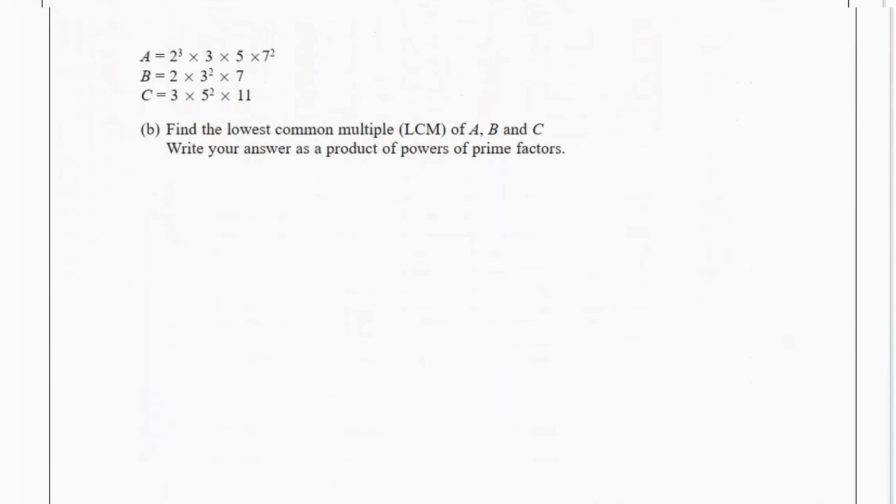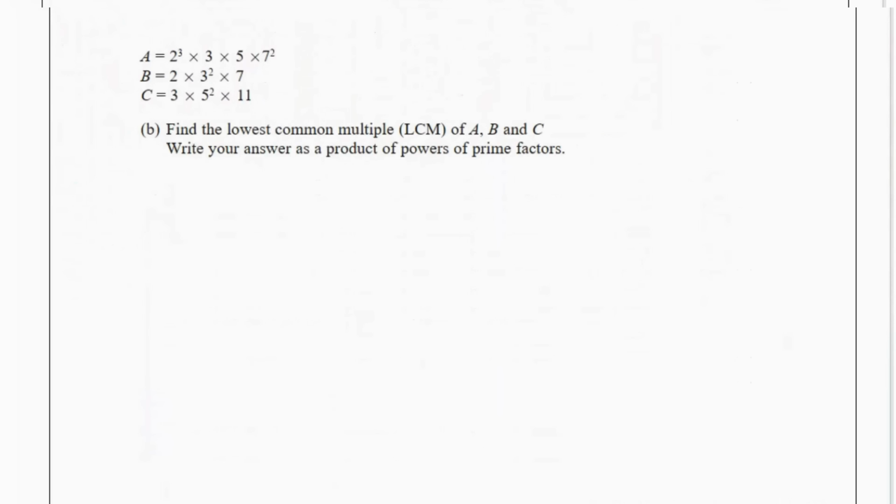Then A is 2 cubed times 3 times 5 times 7 squared. B is 2 times 3 squared times 7. And C is 3 times 5 squared times 11. We have to find the lowest common multiple of A, B, and C. Write your answer as a product of powers of prime factors.